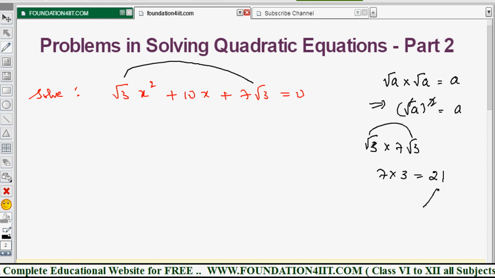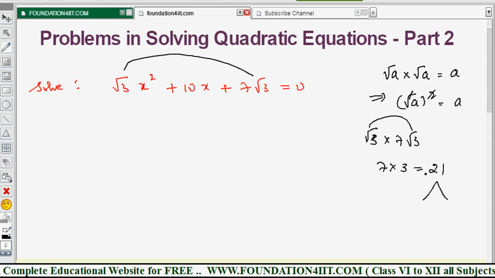Now 21 we need to make into two parts, such that if you multiply them you get 21, but if you add them you get 10. So 21, you take the 3 table, because it is not in the 2 table. 3 sevens are 21 and 3 plus 7 is 10, right? It's simple. So 7 and 3. 7 into 3 is 21, 7 plus 3 is 10.